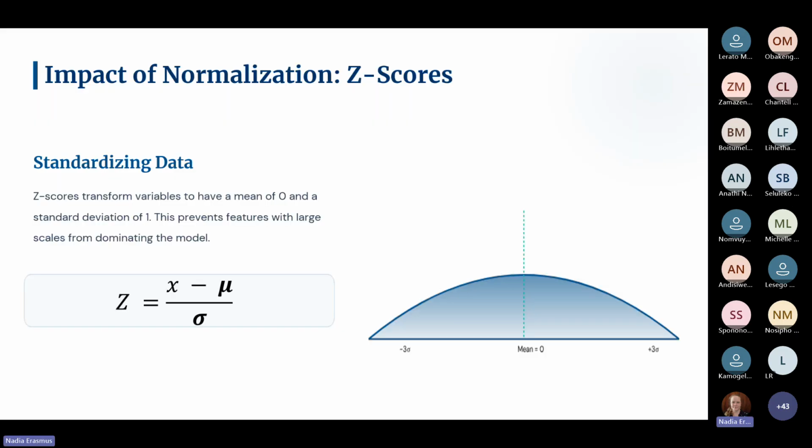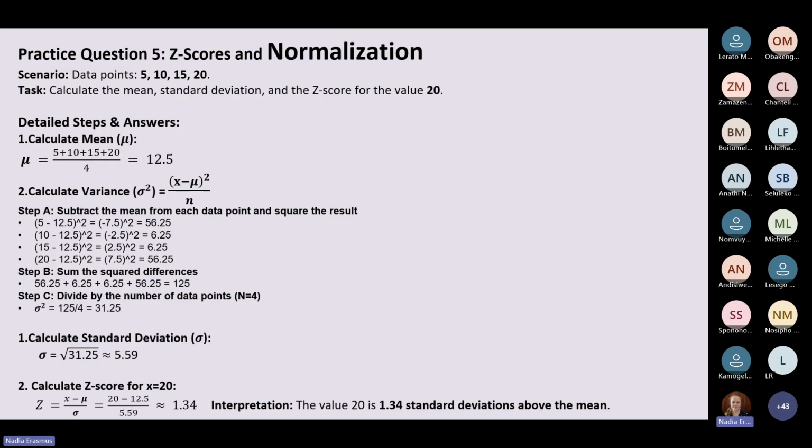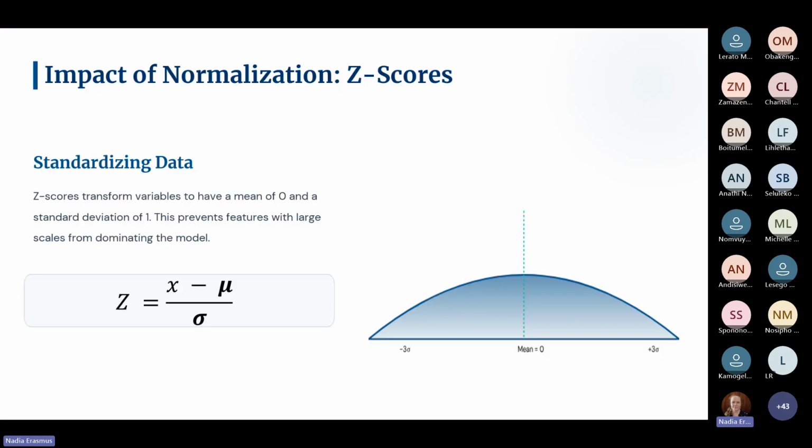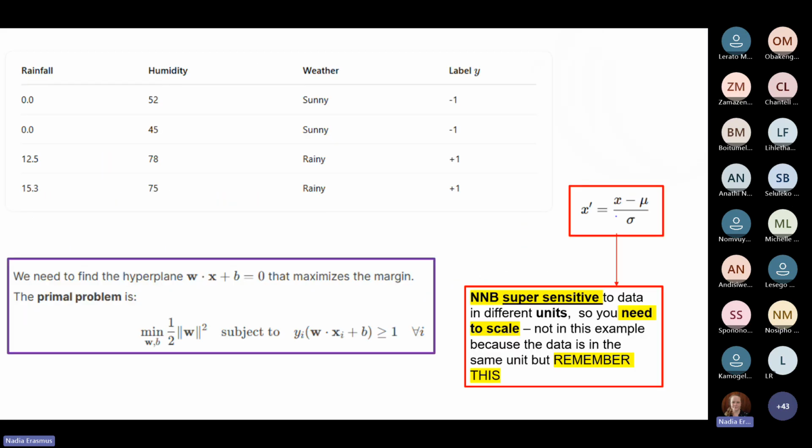Then I put this one in here. So this is going to be your question 5. Okay, so it's normalization. So we have a data set here: rainfall, humidity, weather, and the label. So it's sunny or rainy. Okay, so that's why rainfall and humidity is important. We're actually predicting if it's raining or it's sunny.